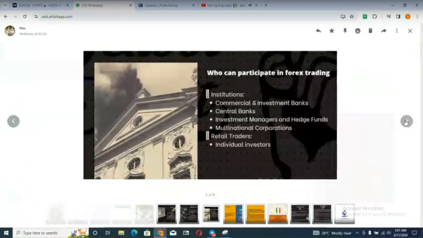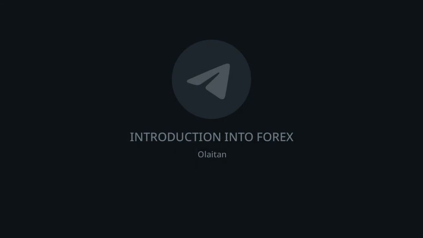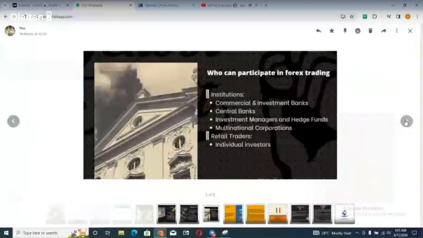The institutions are those who can move the candles. No retail traders can move a single candle. No combination of 200 or 300 or 100 retail traders can move a single candle in the market. It's only the institutions that have the ability to do so. And the institutions are the commercial bank and the investment bank.